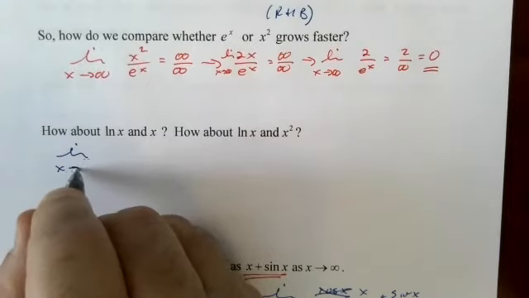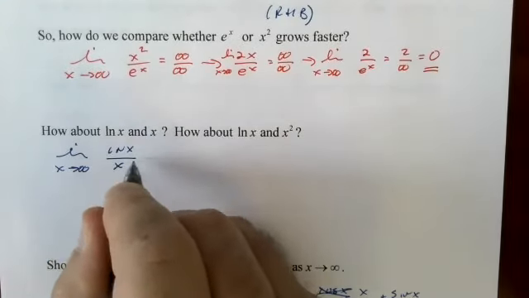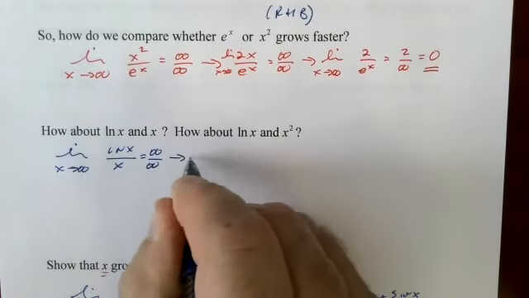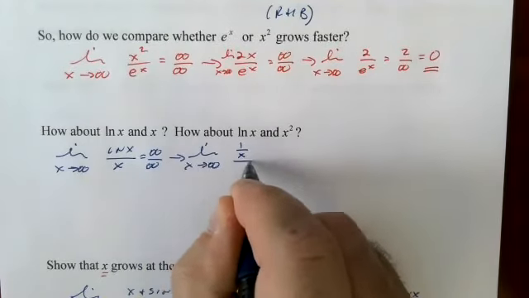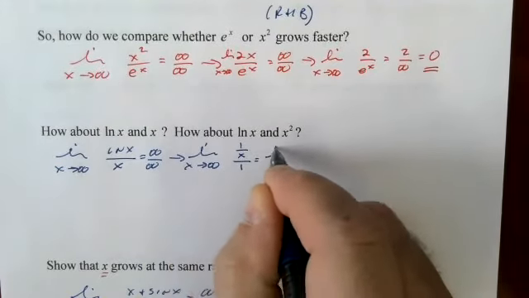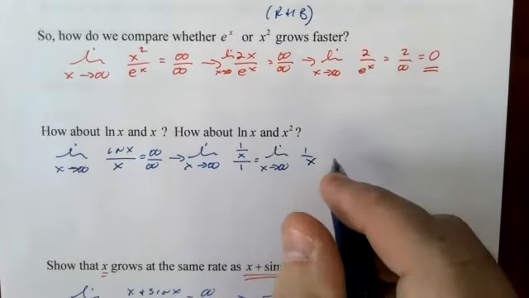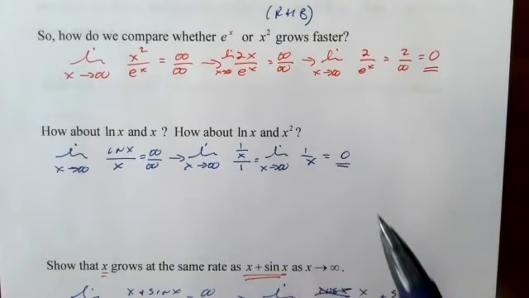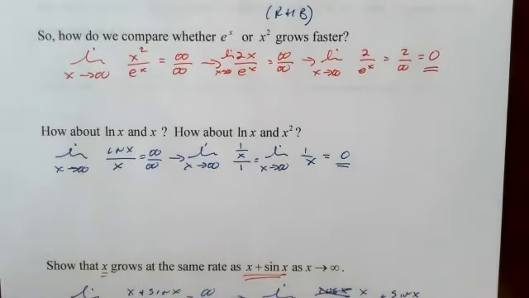Limit as x approaches infinity of ln of x over x, infinity over infinity. L'Hopital's rule: the limit as x approaches infinity of (1 over x) over 1, which is the same as 1 over x. As we go to infinity, we get 0. Therefore, x grows faster than ln of x.